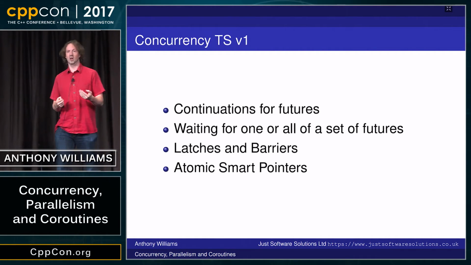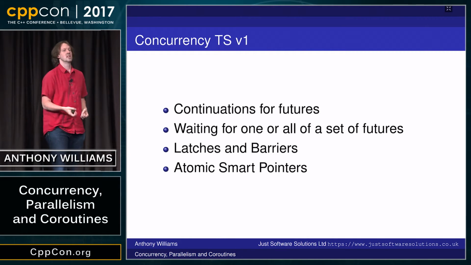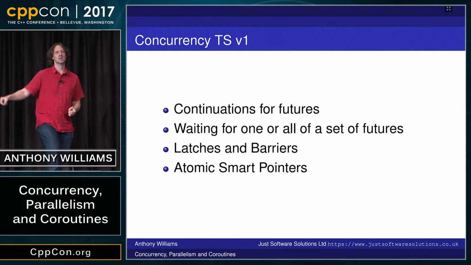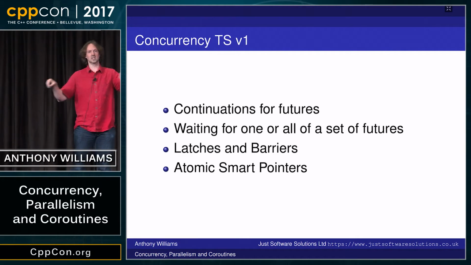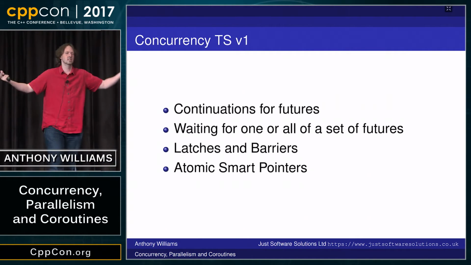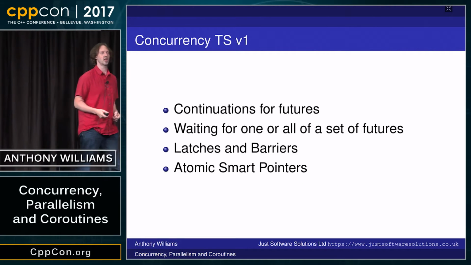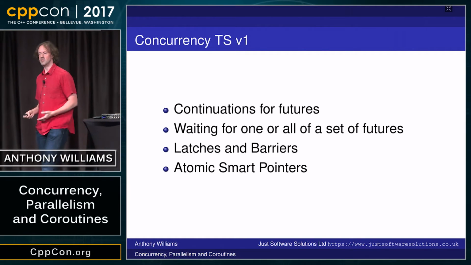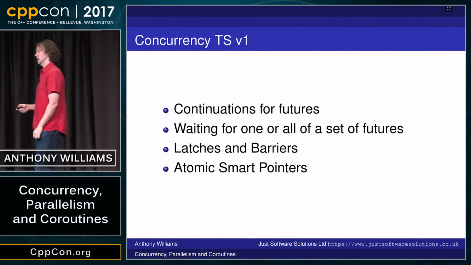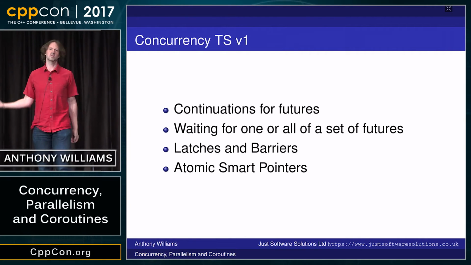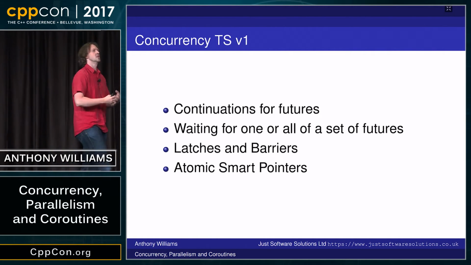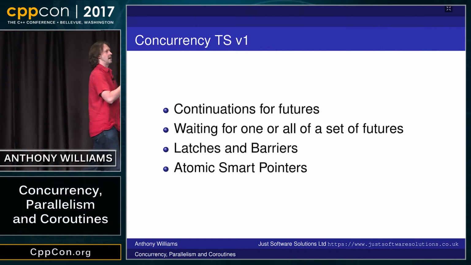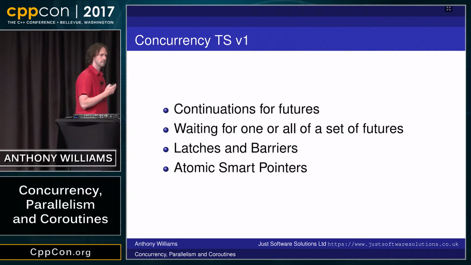And the spelling has changed. In the TS, it was atomic underscore shared underscore pointer of T. And now it is atomic angle brackets shared pointer of T. But, no. What's an underscore to an angle brackets between friends? Anyway, so I'm not going to talk any more about latches and barriers and atomic smart pointers. If you want to talk more about them, then come and catch me later. But for now, I'm just going to focus on the futures part, because that is what is relevant to parallelism and coroutines.